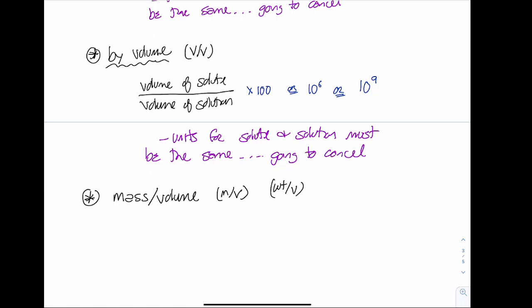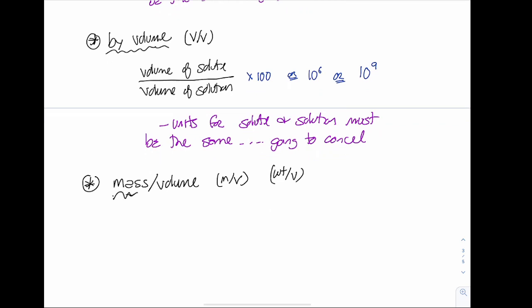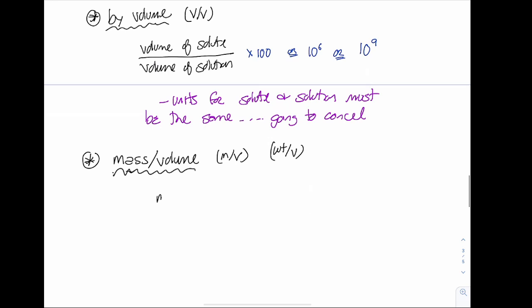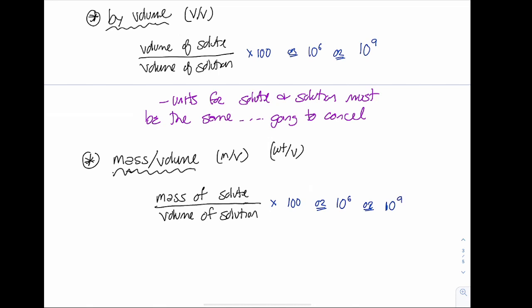So just abbreviations. And then for mass volume, it's going to be the mass of my solute over the volume of my solution. The only one that's not going to be solution on the bottom, like I said earlier, is going to be molality. All the rest are going to be the total on the bottom. So mass of solute over volume of solution. And then if I want percent, or if I want parts per million, or if I want parts per billion, multiplied by the corresponding number.